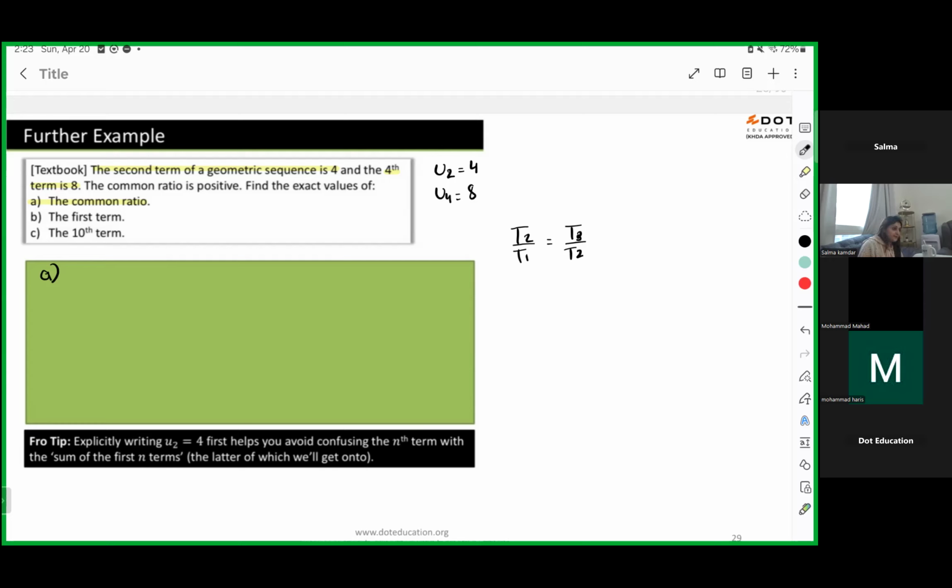Just remember that when you have a little doubt of where the question is going and your terms are finite, you can just draw it out. So I would say 1, 2, 3, and 4. My second term is 4, this is my U2. This would be my U3 and this would be my U4, and my fourth term is 8. I hope you're with me.